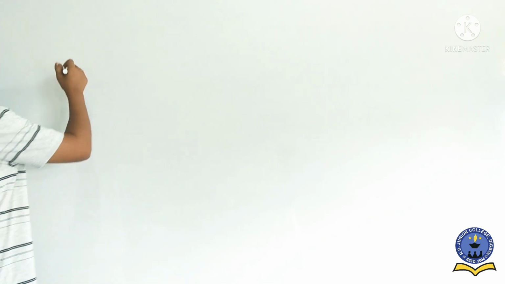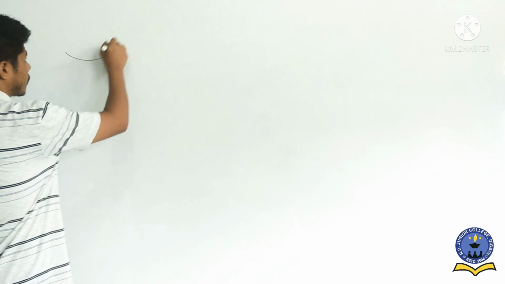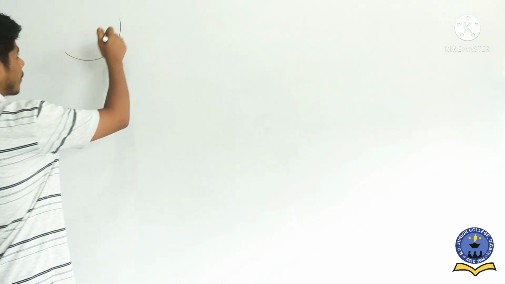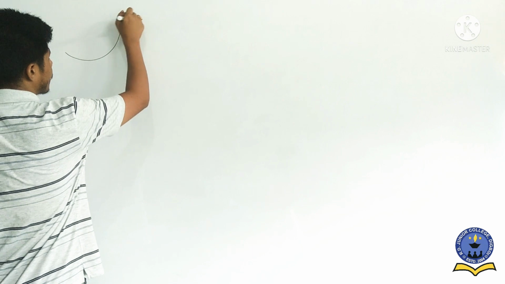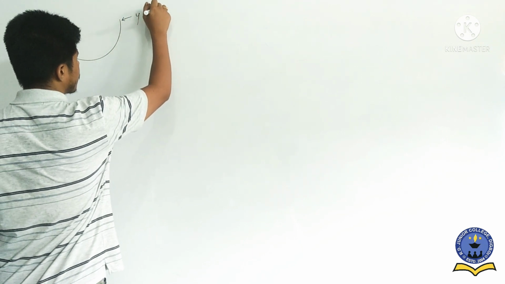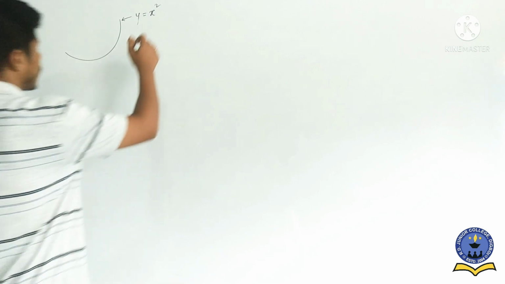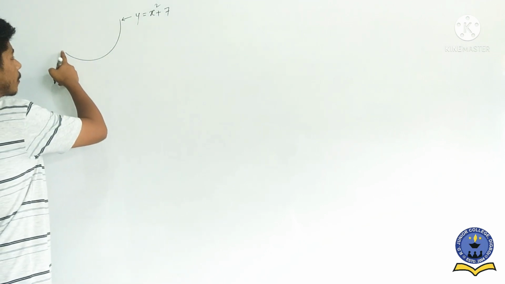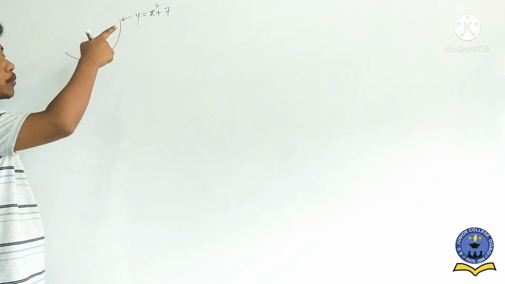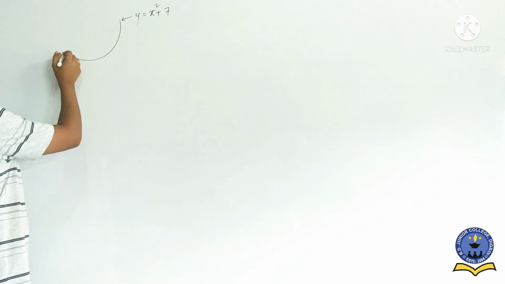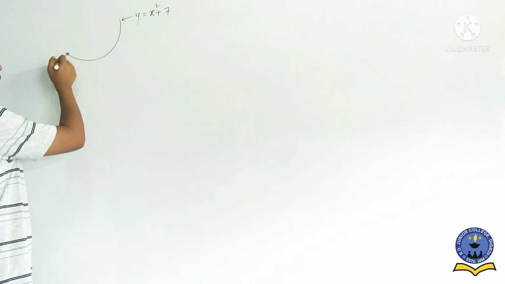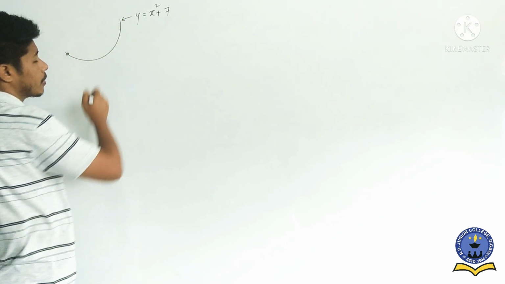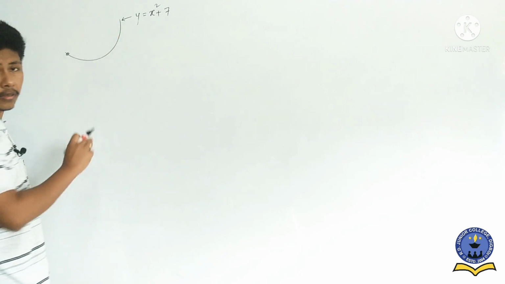First of all, if you see the diagram practically, this one is the curve, and the equation of this curve is given: y equal to x square plus 7. Now this one is the path of the Apache helicopter. Suppose the helicopter starts from here and moves along this curve. So this one is the path.